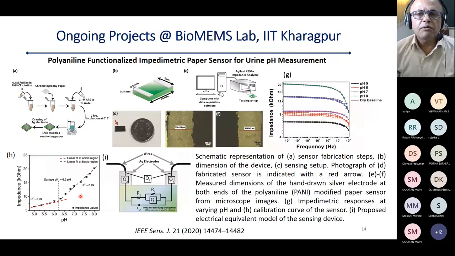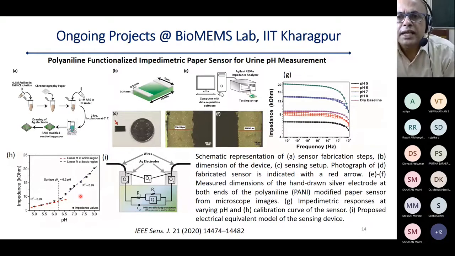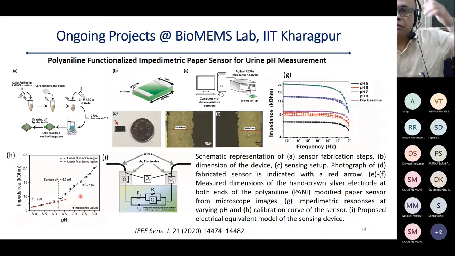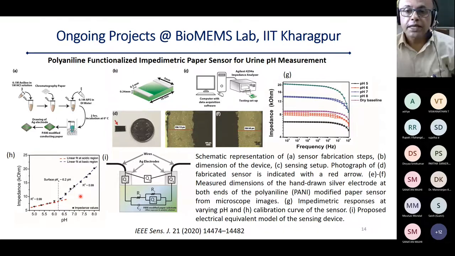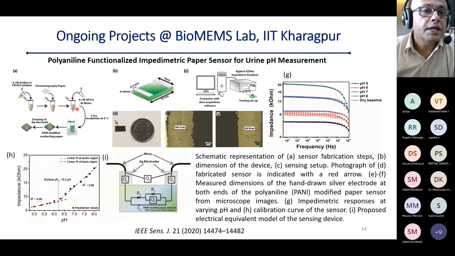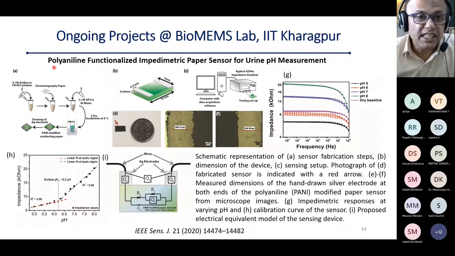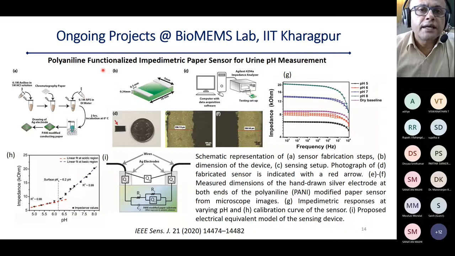Skip this one. Rather, I'll now come to some ongoing projects at the BioMEMS Lab, IIT Kharagpur, where a polyaniline functionalized paper sensor is being implemented for urine pH measurement. This pH measurement of the urine is very important, but here I'll not talk about the details of the sensor part. Basically, the sensor has to be fabricated using a nanomaterial, and one very sensitive material is polyaniline. It is synthesized, and then it is functionalized on chromatography paper, and put on the chromatographic paper.